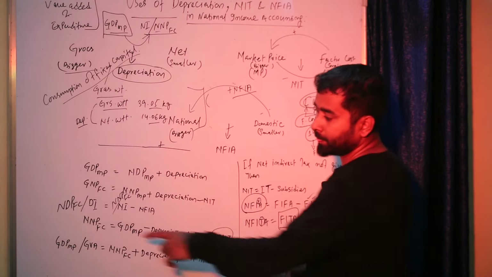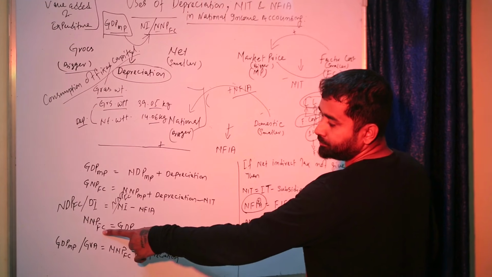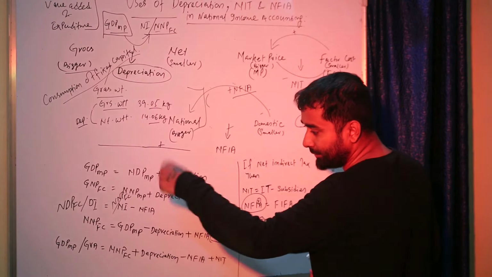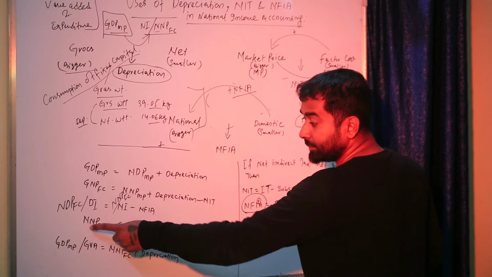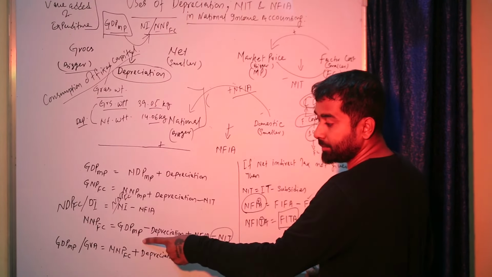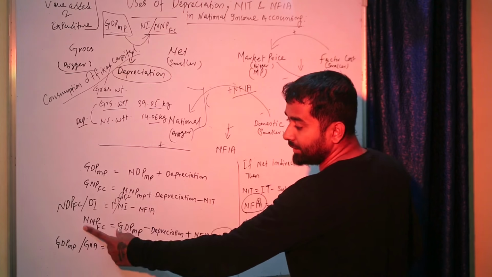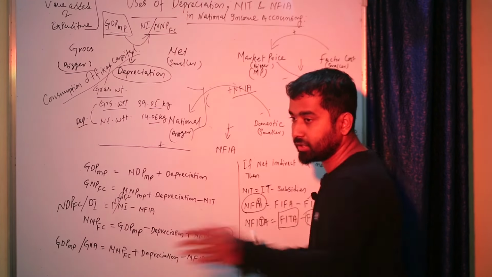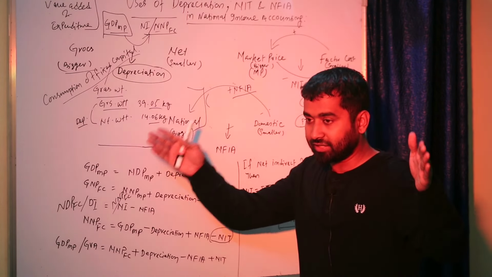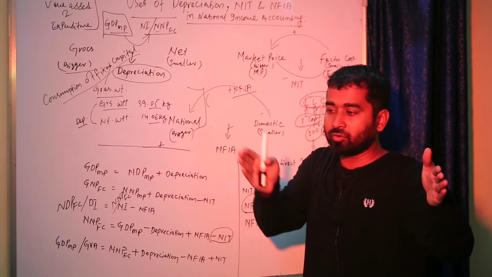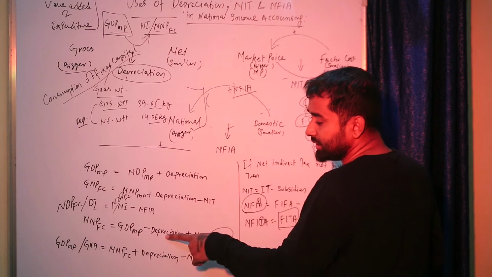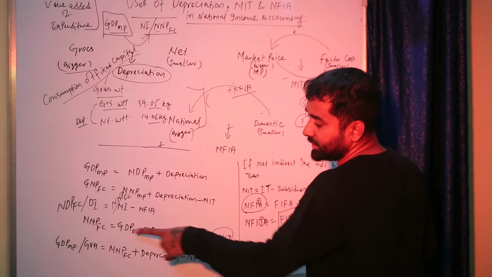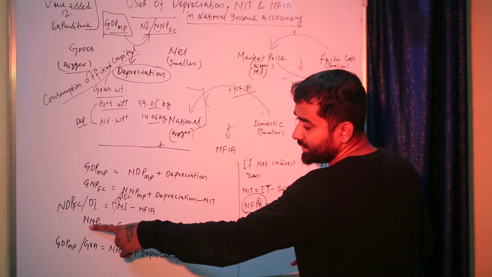Next one is NNP-FC, which I am converting to GDP-MP. Now see, I have net and I am making gross. Gross is the bigger one, so I am converting from net to gross, by adding depreciation. The difference between gross and net is depreciation.